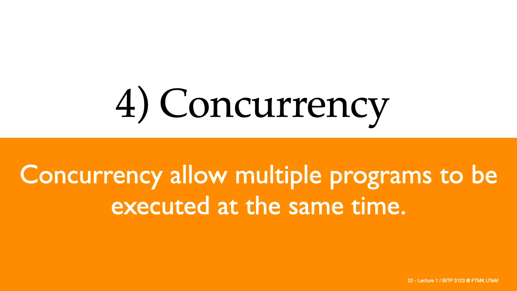The fourth characteristic is concurrency. Concurrency is a feature that allows multiple programs to be executed at the same time. Let us see what is the role of concurrency in distributed application. For some programs, we need to run them in different machines across the network.